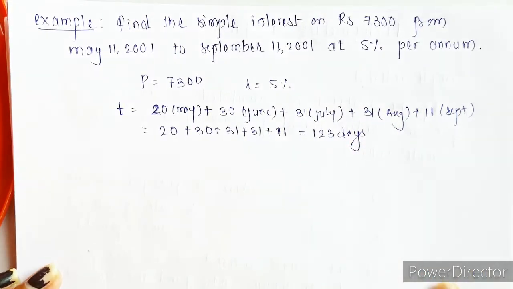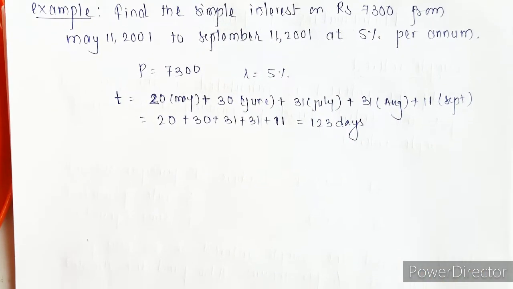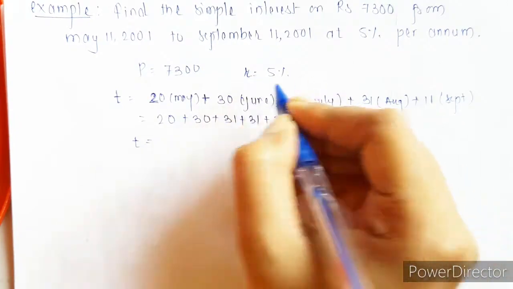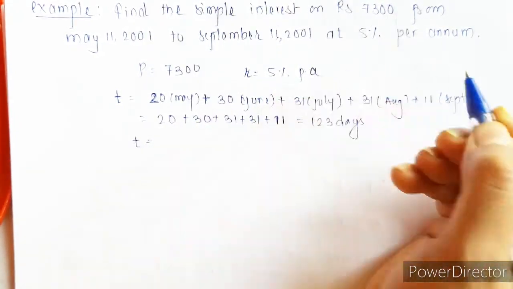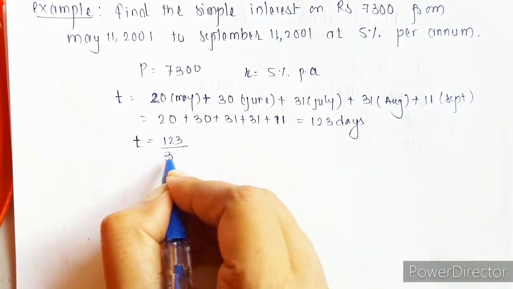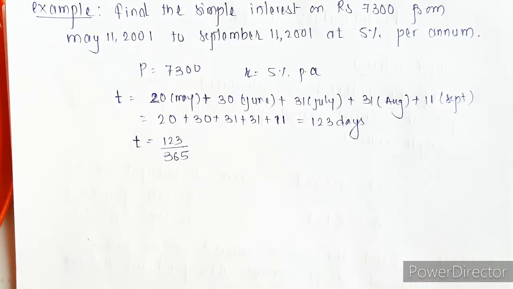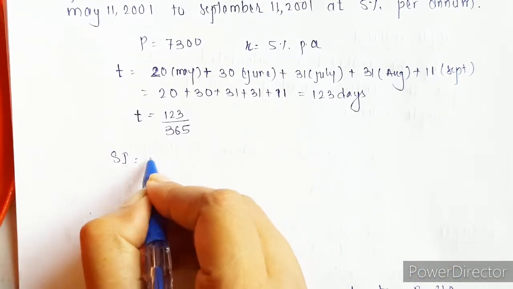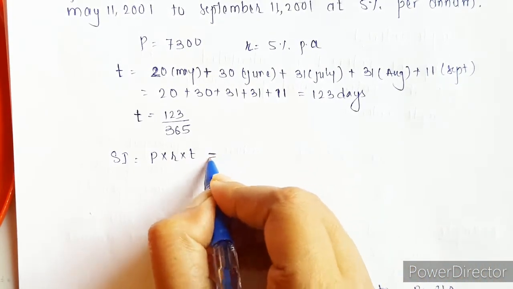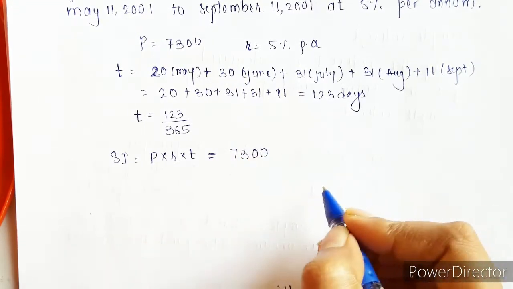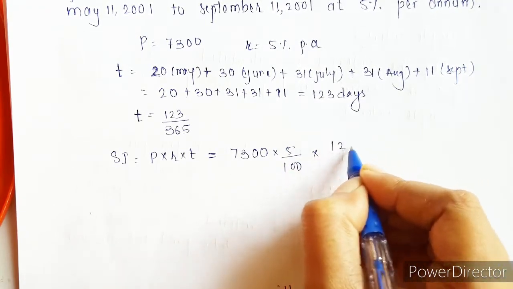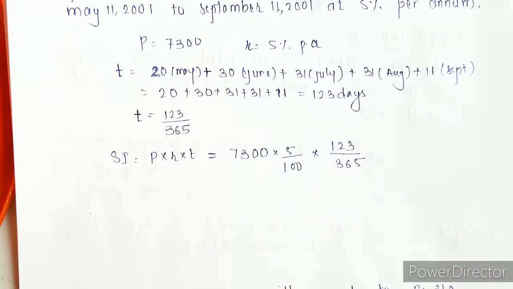So we have to calculate simple interest for these 123 days. Now since the rate of interest is given as 5% per annum, we have to convert this into years. So it will be 123 upon 365. Now simple interest is P into R into T, that is principal amount, rate of interest into time period. So principal is 7,300, rate of interest 5%, and time period is 123 upon 365.